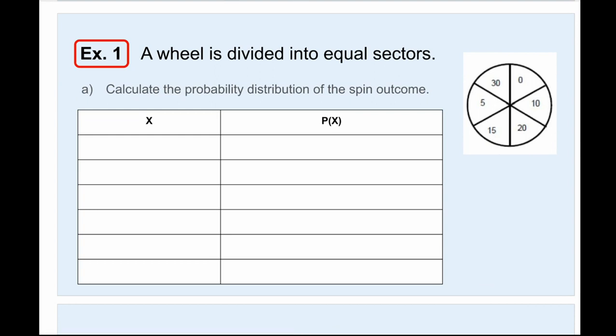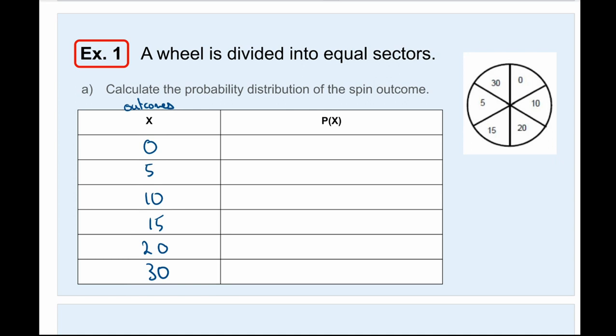So if I look at my first example, a wheel is divided into equal sectors. Calculate the probability distribution of the spin outcome. So I'm going to look at x, or my outcomes. I have 0, 5, 10, 15, 20, and 30. What is the probability of each outcome occurring?